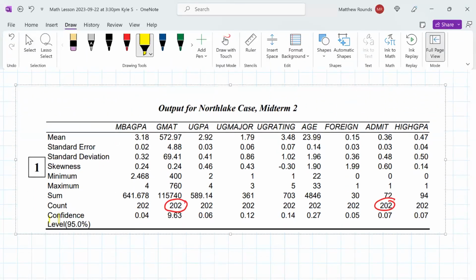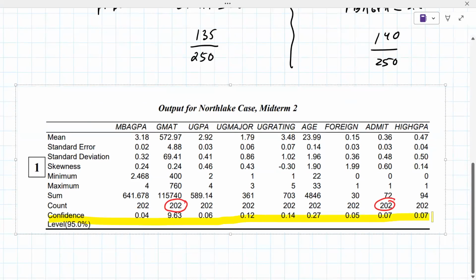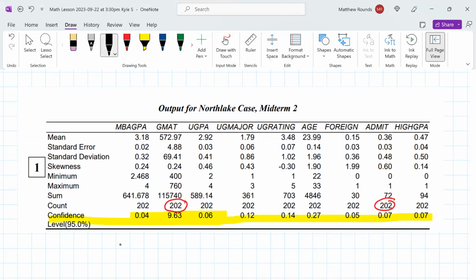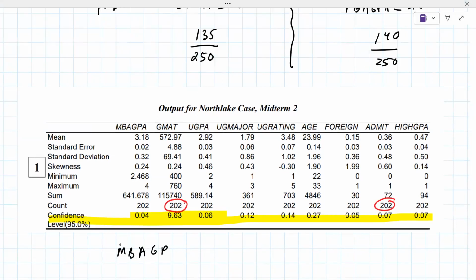Do you remember that from class? Yep. I assume this is a p-value. They sure look like it. So we want the smallest p-value basically. Okay, and to me, that's the MBA GPA. Okay, so the MBA GPA is this.